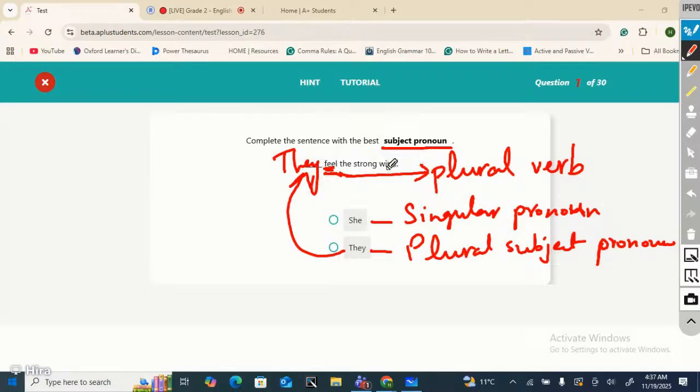Feel the strong wind. Feel is a plural verb. Subject pronoun should also be plural. She names one person. It is singular subject pronoun. They names more than one person. It's a plural subject pronoun. So we are choosing they.